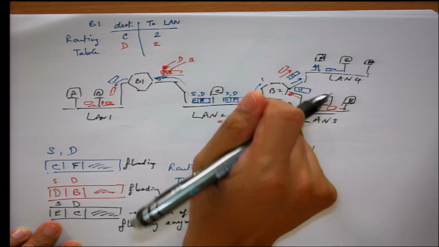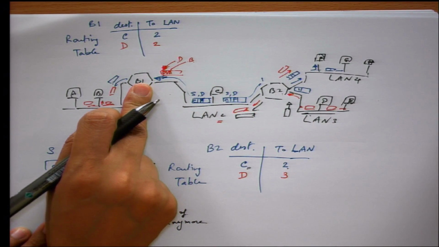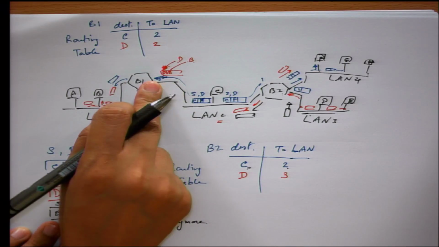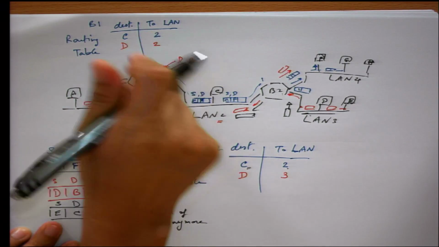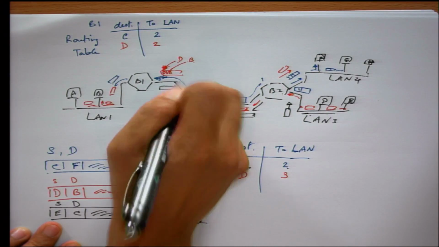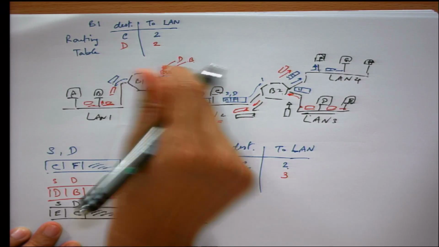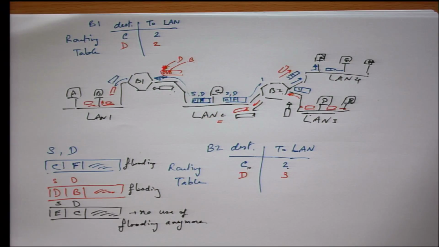And then when this bridge receives the frame with the destination of C, it will not send it to LAN 1, because it knows that destination C is in LAN 2, right? So when it receives this one, it will not send it out. It knows that it has to stay in this link or this LAN. I hope this is understandable.